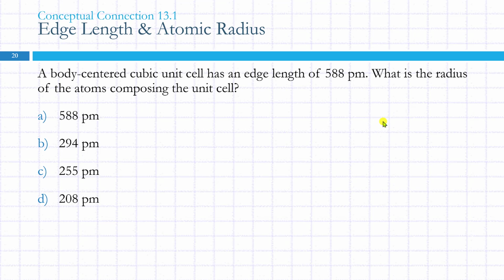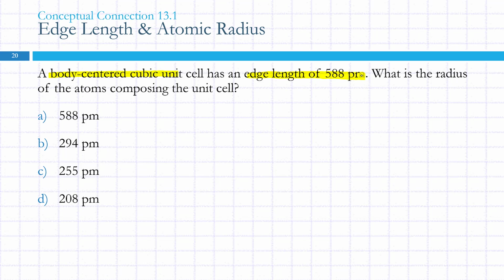So here's an example problem, edge length and atomic radius relationships. It says a body-centered cubic unit cell has an edge length of 588 picometers. What is the radius of the atoms composing the unit cell? So there's a couple of things we have to pay attention to here. First of all, we need to know what kind of unit cell we're dealing with. So this is a body-centered cubic unit cell, and it has an edge length of 588 picometers.